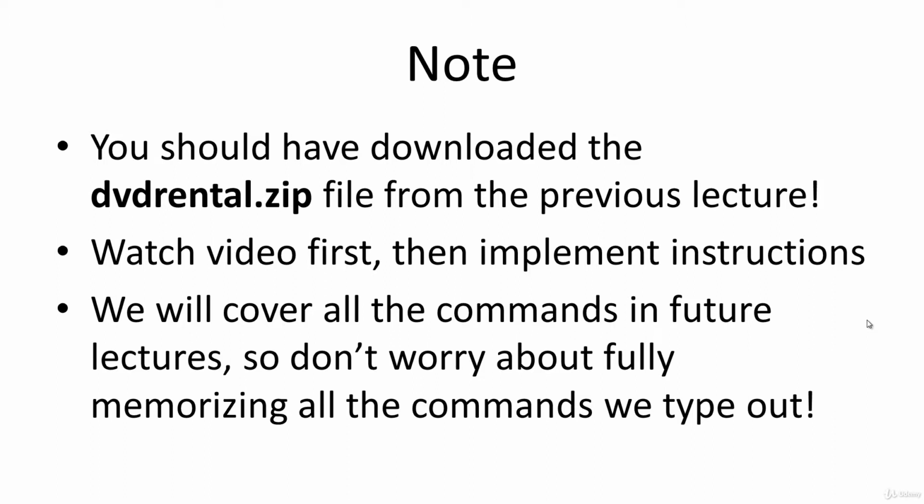So if you go to the previous lecture and check the resources for that lecture, you'll notice there was two files to download. One was a .png file and the other was a .zip file. The .png file is just a picture diagram of what the database looks like, and the DVD rental.zip file is the important one that contains the actual database. So go ahead and check that out. You should have downloaded it, and keep track of the actual file path of where you downloaded it to.